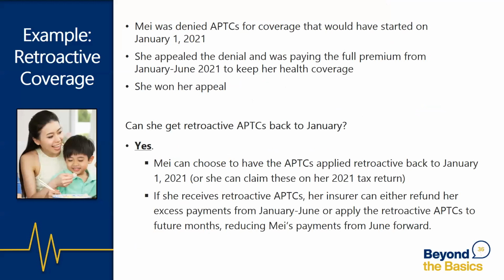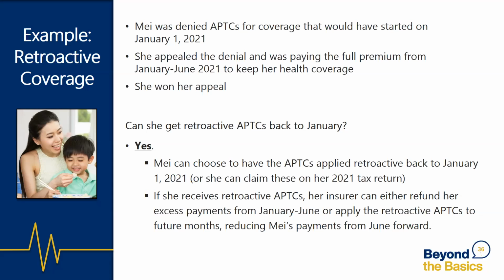So let's talk about an example where retroactive coverage might be available. If we take the case of May, who was denied APTCs or tax credits in January, she appealed and paid her full premium from January to June, and then she won her appeal. Can she get her tax credits retroactively paid back to January? Yes, she can. If she wants, she could have the insurer paid for January to June. Likely in that case, they would just say she doesn't owe anything for a good chunk of the next couple of months. Sometimes the insurer may issue a refund.